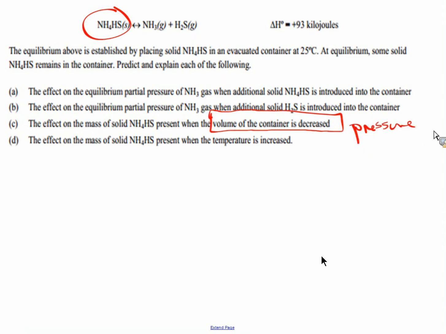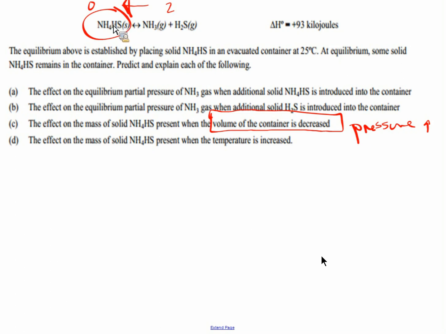That means pressure goes up, right? So if pressure goes up, I go to the side with fewer moles of gas, which is 0 over here, right? Versus 2 over here. So I shift towards the 0, or it increases.